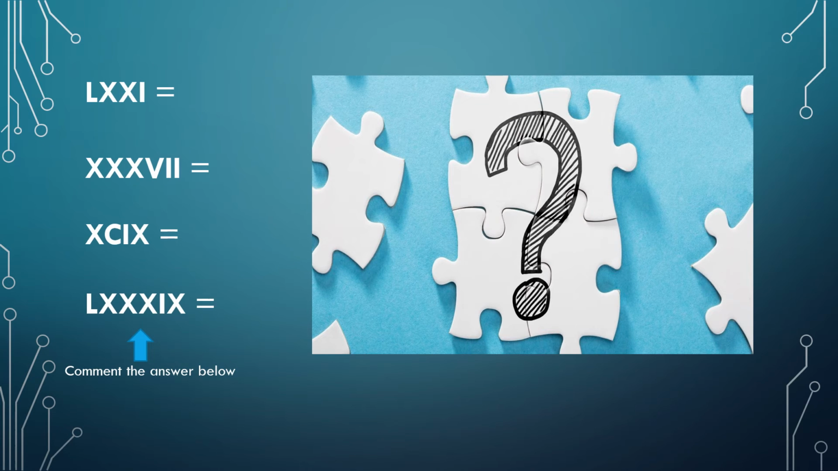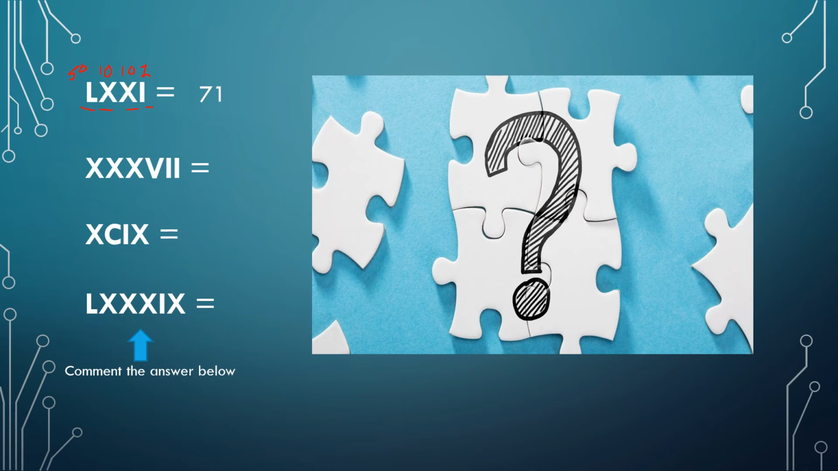Now I would like to give you some questions. How to write LXXI in modern numbers? So remember, L is 50, and the letters XXI are after the 50. So we are going to add it. So X represents 10, another X represents 10, I is for 1. So if we add them together, we will get 71.